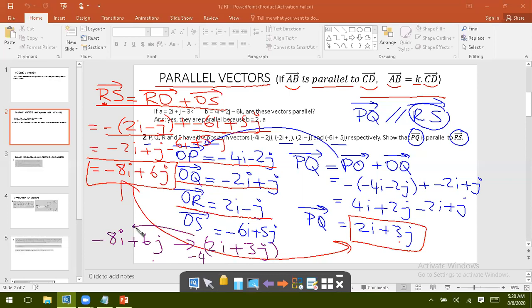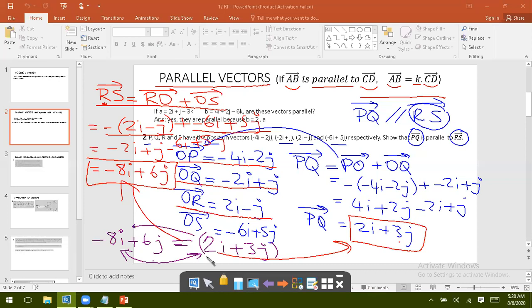It means that these two vectors are not parallel vectors. They are not parallel because if you multiply this vector by any number, you cannot get the other vector. You can't. So the question says to show that PQ is parallel to RS, but PQ is not parallel to RS at all. All right, we move to the next question.